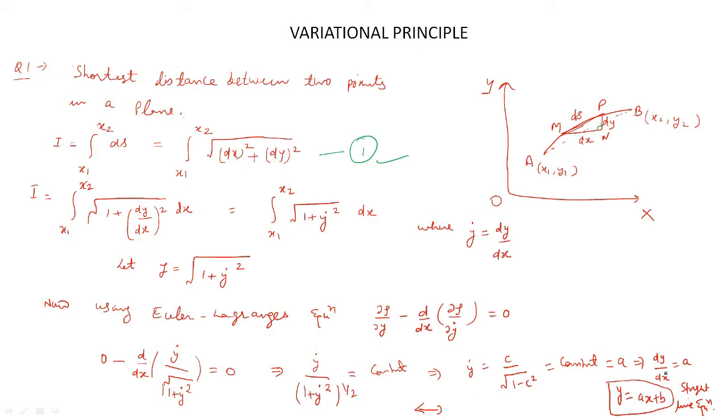So when you write dy upon dx equal to a, then you integrate, and you can find y is equal to ax plus b, where b is the other constant. Now you can see that this represents a straight line equation. So we can say that the shortest distance between 2 points in a plane will be a straight line.